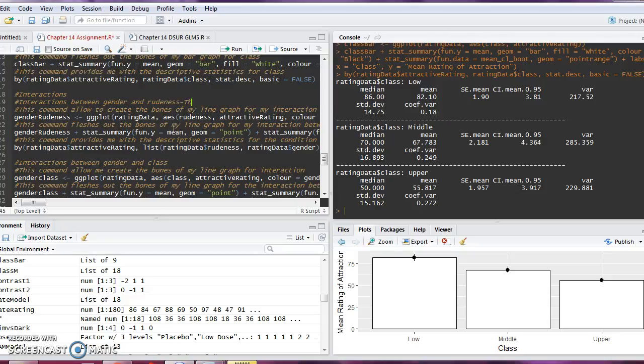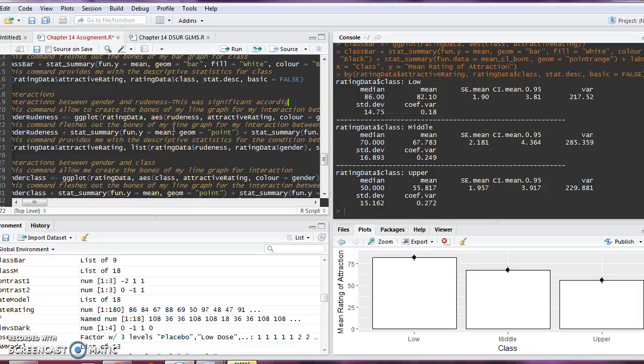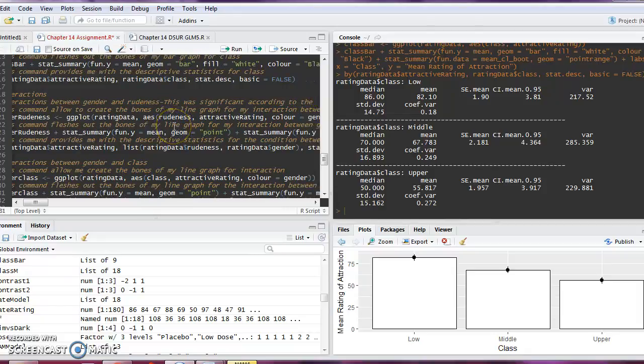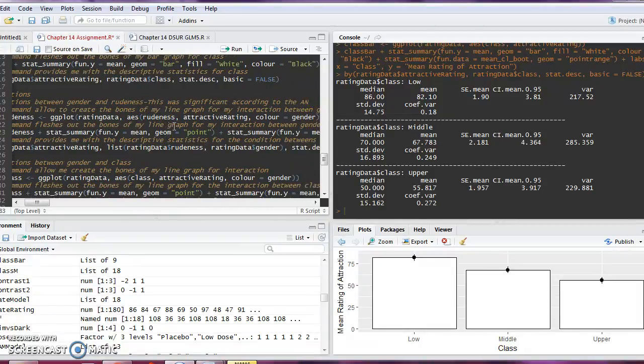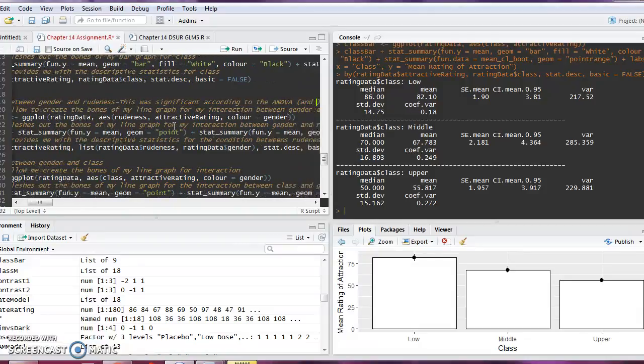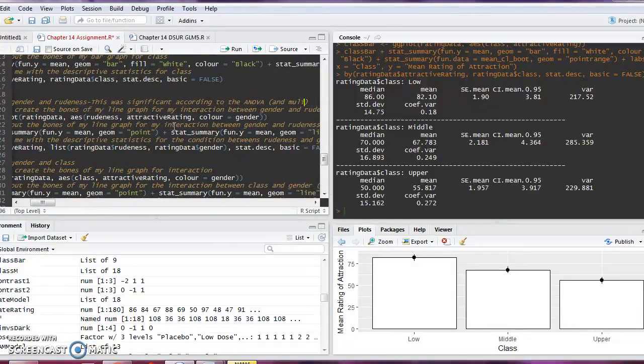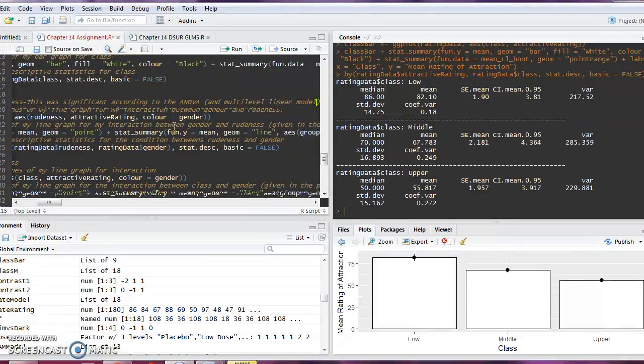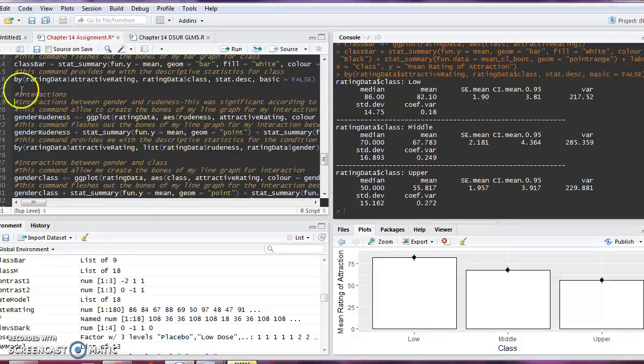So really quickly, I'm just going to put this was significant according to the ANOVA, and it was also indicated by the multi-level linear model. So like I said, the first thing I'm going to do, I'm going to create the bones for my line graph, and this command right here lets me do that.